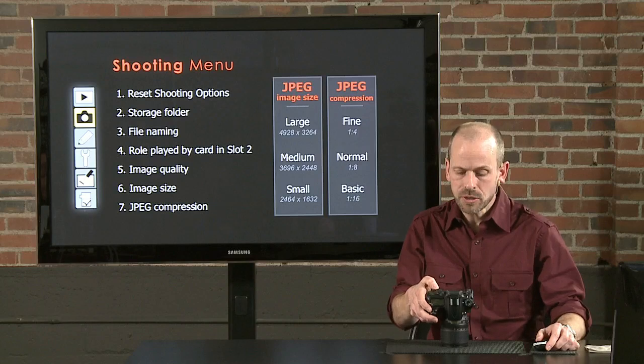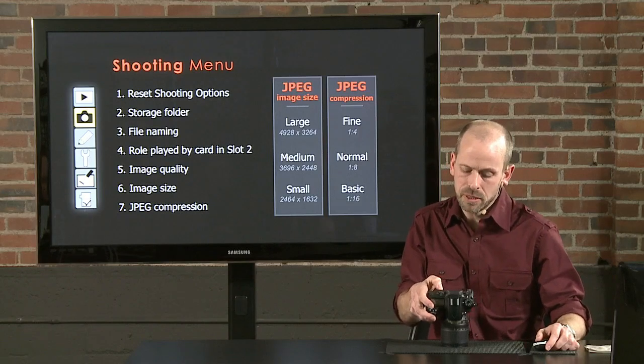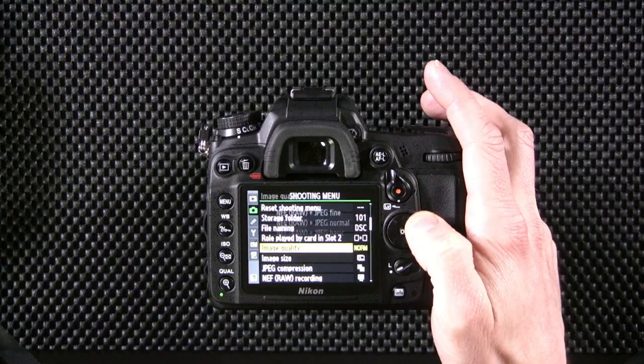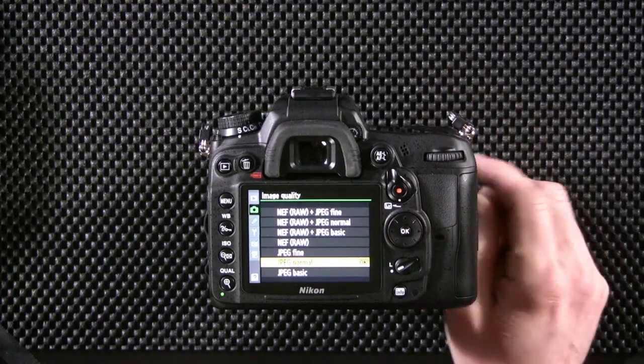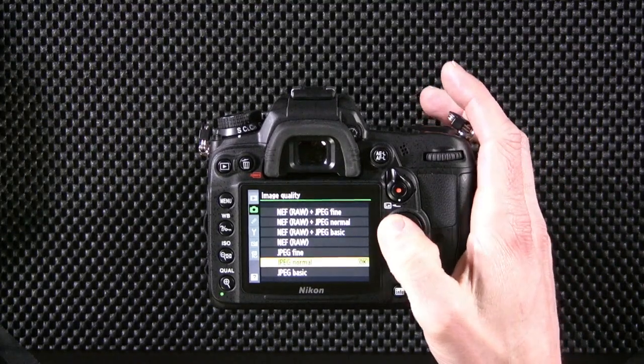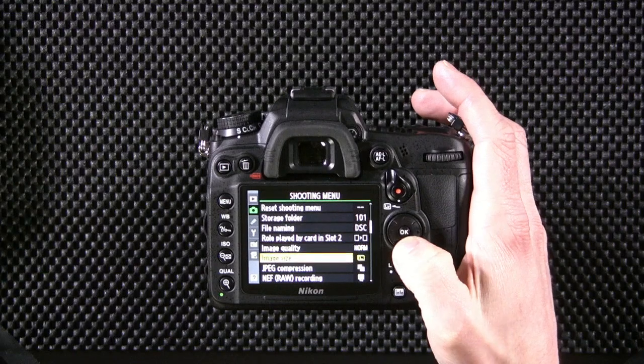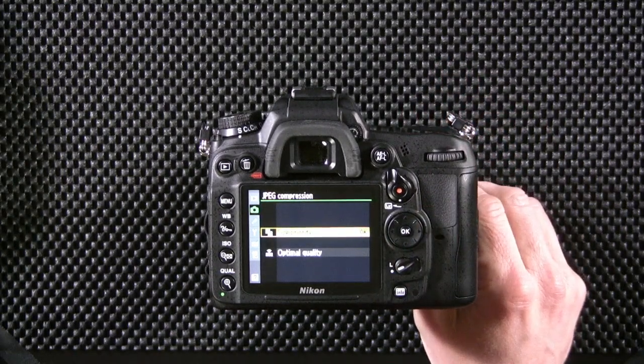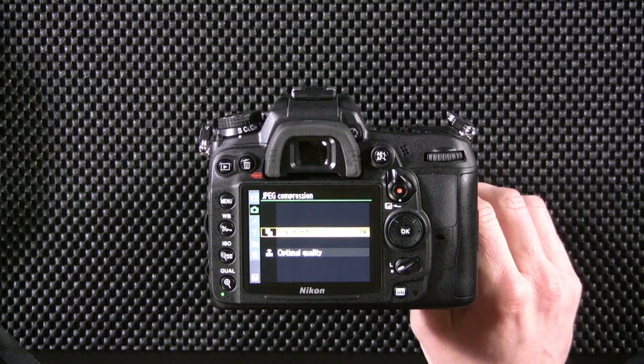The confusing thing to me, and I would love to talk to somebody very high up in the technical department at Nikon, is that up in image quality, we have different JPEGs that we can choose: fine, normal, and basic, which is a compression setting, but we can choose compression setting again down here, and they are both compressing it, but I believe in slightly different ways.